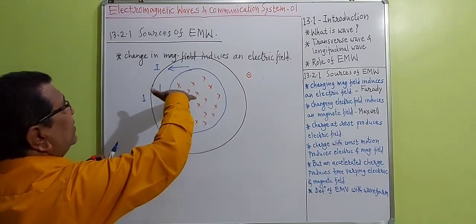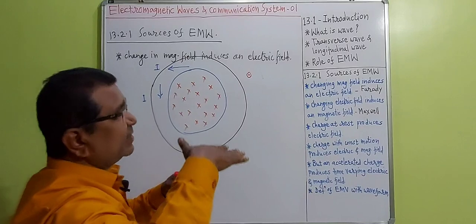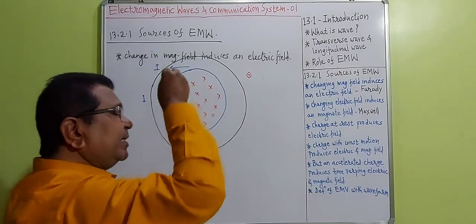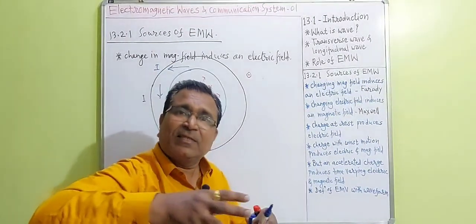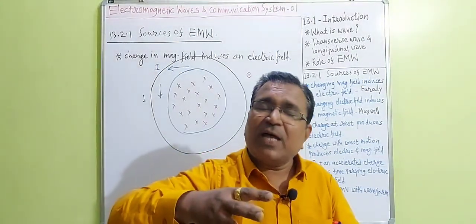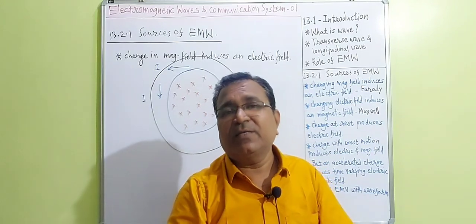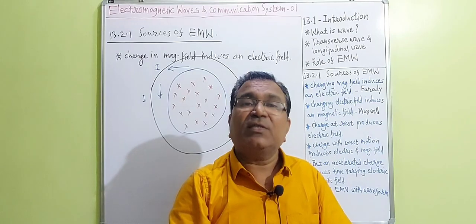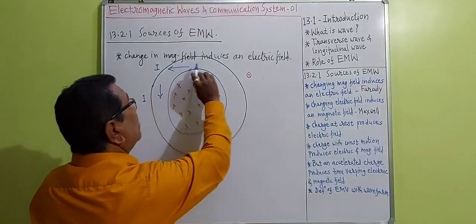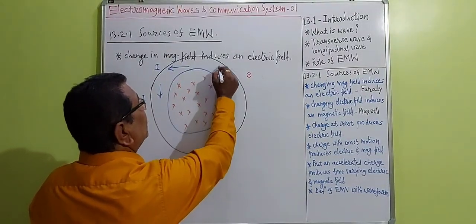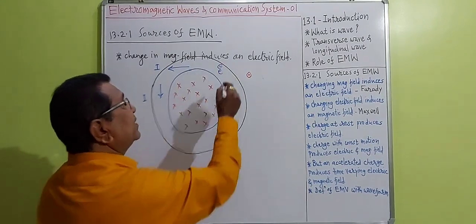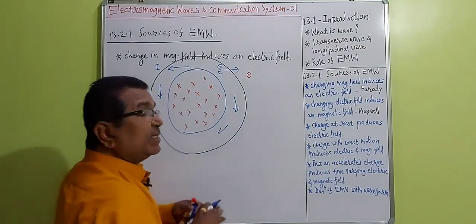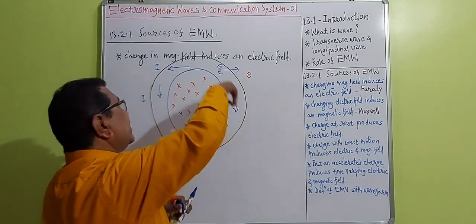Direction of the magnetic field is like this, so the direction of the current is like this. That means current is induced in the circuit. As soon as there is a change in magnetic field, current is induced in the circuit, because the electron is moving opposite to the direction of electric current. And so the electric current is flowing like this.